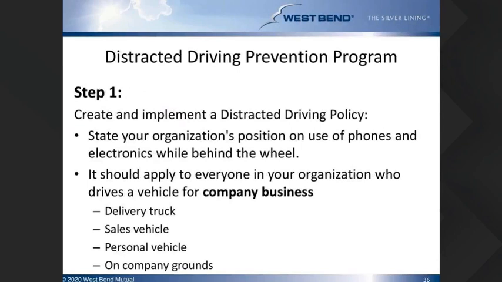Well, we want to make sure we have a distracted driving prevention program. And really, we're going to break it into 4 steps. Within a distracted driving prevention program, step 1 is to create and implement a distracted driving policy. This is going to set the foundation for the entire prevention program. You want to state your organization's position on the use of phones and electronics while behind the wheel. So again, a zero tolerance for utilizing phones and electronics, for being distracted behind the wheel.